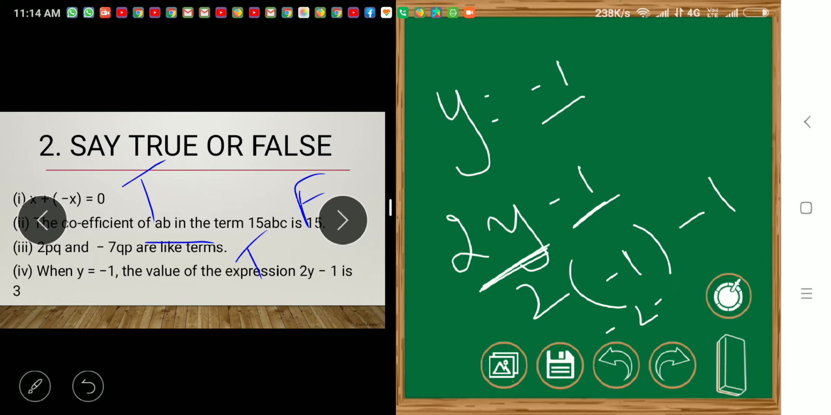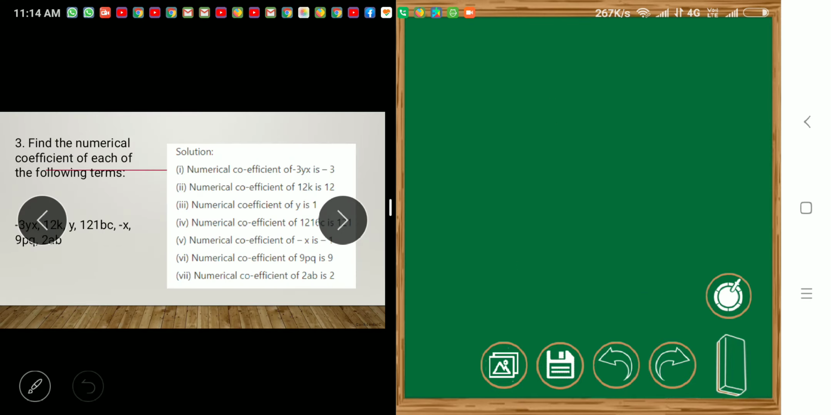Next, both are minus numbers, so add and give the minus sign. So the answer is minus 3, but it is given as plus 3. So it is false. This is how you can find.